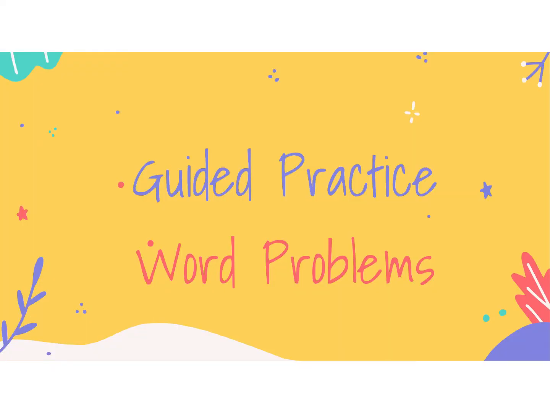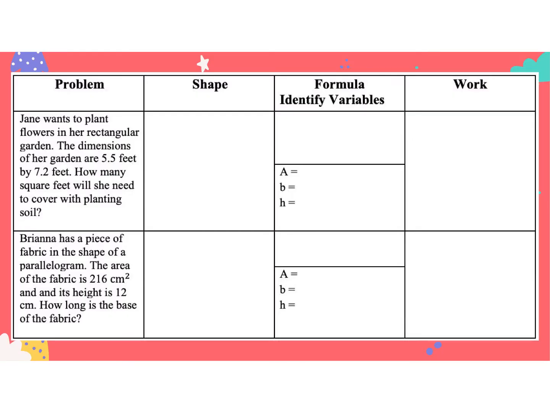Now we will solve a few word problems together. For each of our word problems, we will need to draw a shape and plug in the values given to us. Then we will write our formula and solve for our missing value. The first problem says Jane wants to plant flowers in her rectangular garden. It tells us that we will be finding a missing value in a rectangle.